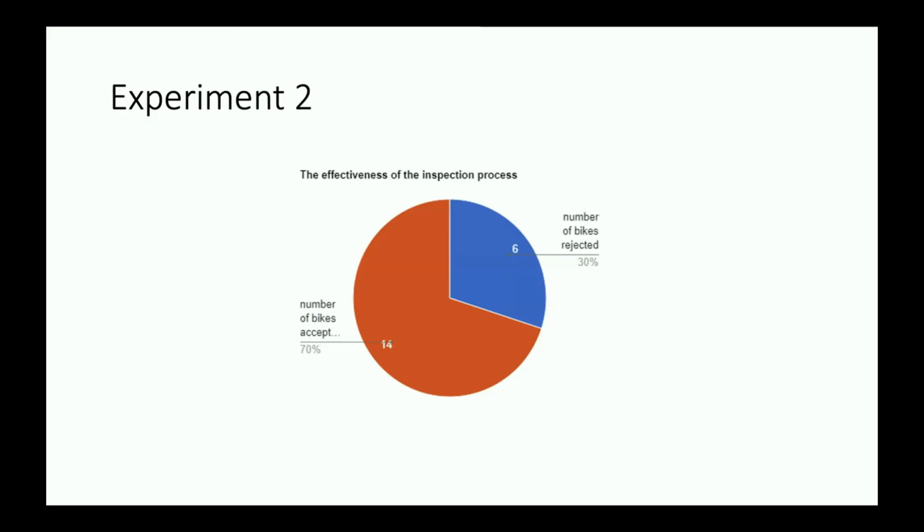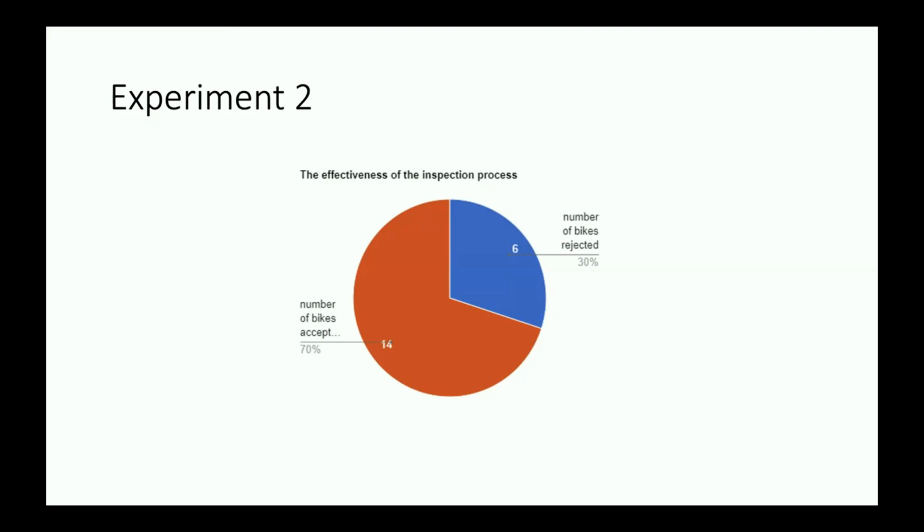The quality control team will inspect the donated bikes using a checklist to ensure that they meet safety and condition criteria. If a bike fails to meet the criteria, it will be rejected. We can also collect data on the number of bikes rejected due to safety concerns and compare it to the number of accepted bikes. And finally, we will analyze the data collected to evaluate the effectiveness of the inspection process.